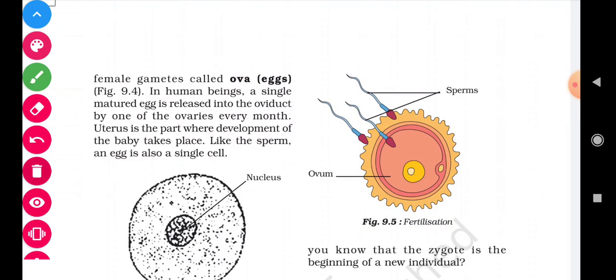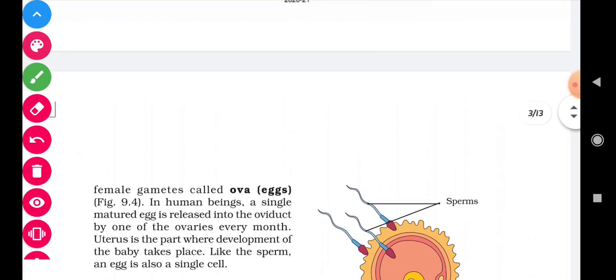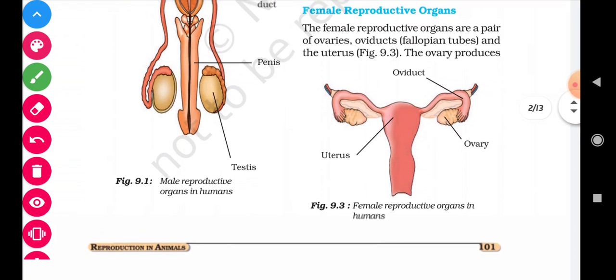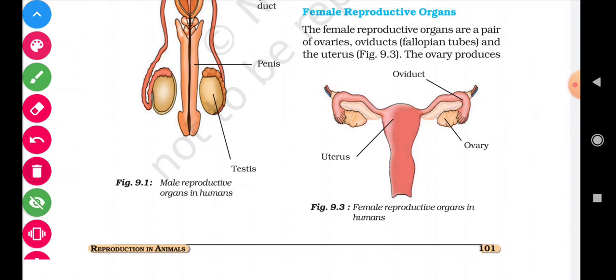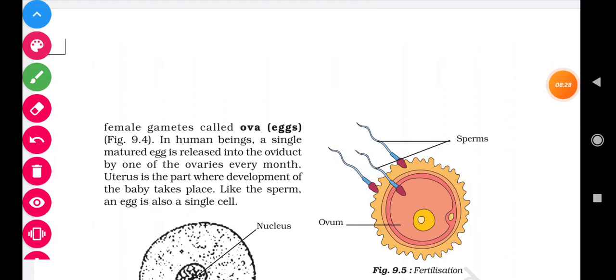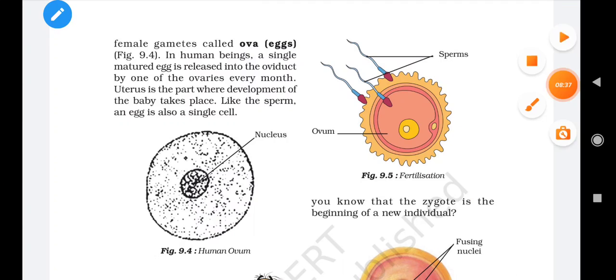Means, students, the ovaries that you are seeing here, just a second, this one. This ovary is producing the eggs. In human beings, a single matured egg is released into the oviduct. Uterus is the part where development of the baby takes place.